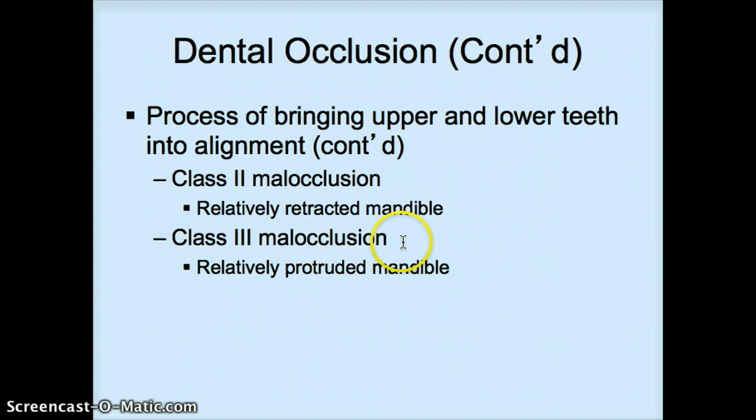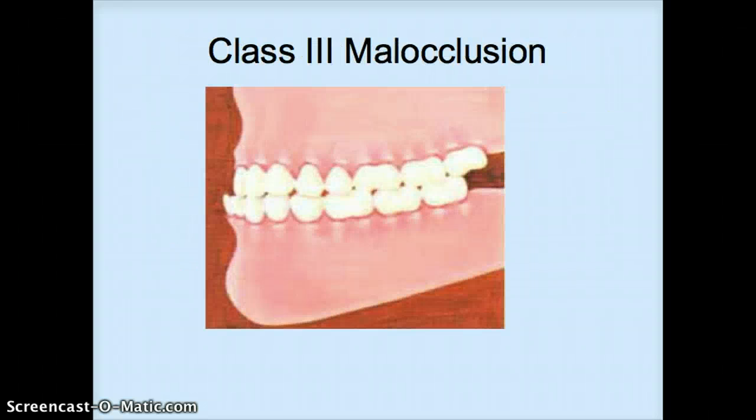A class 3 malocclusion, this is a relatively protruded mandible. So the picture that you get for a class 3 malocclusion looks like an underbite. So you see the maxillae is retracted back, so the teeth at the bottom are sticking out in an underbite. So we have class 1, 2, and 3 malocclusions, and just a class 1 occlusion is normal closure.